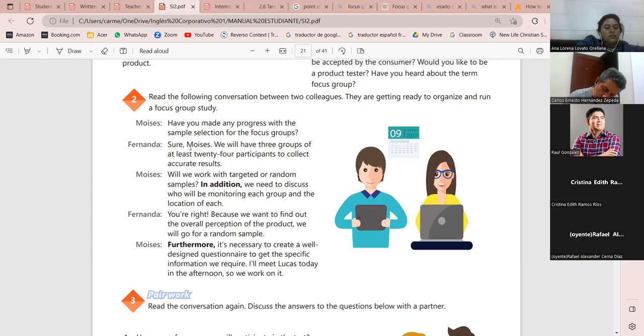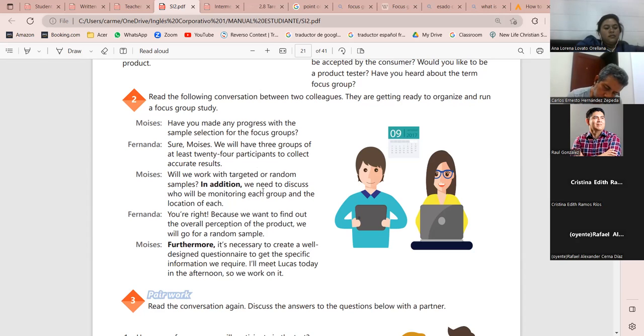Bueno, de ahí tenemos, dice, sure, Moisés, we will have how many groups? 3 groups of at least 24 participants to collect accurate results. Vamos a hacer 3 grupos, le dice, de 24 participantes. ¿Para qué? Para tener una mayor amplitud, ¿verdad? Y estar más seguros de los resultados, ¿verdad? We will work with targeted or random samples. Vamos a trabajar con específicos, así como decíamos, descartando, o cualquier gente al azar, ¿verdad? Or random samples. In addition, aparte de eso, todavía aún más, ¿verdad?